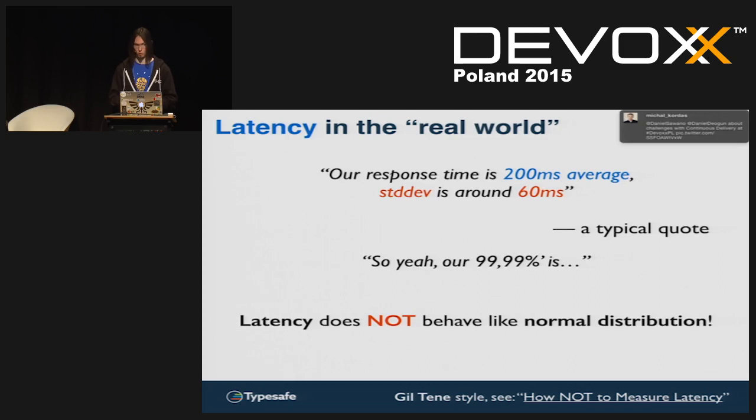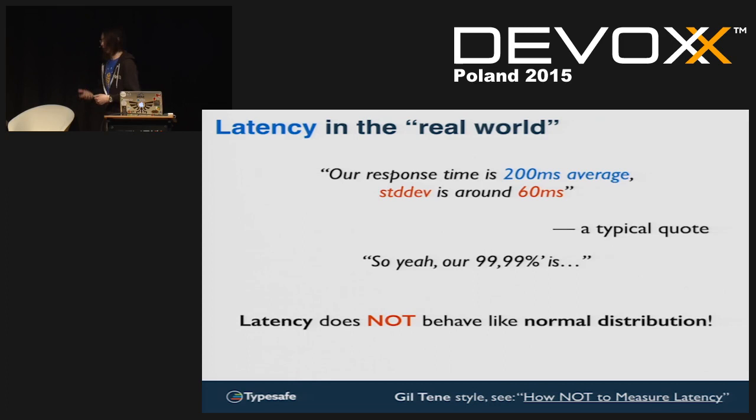So don't. How can you measure the 99th percentile properly? Well, by actually measuring at the 99.99, whatever. However much you want to measure, you need to measure at that percentile. You cannot invent data.